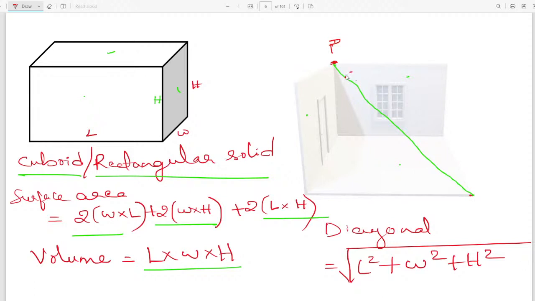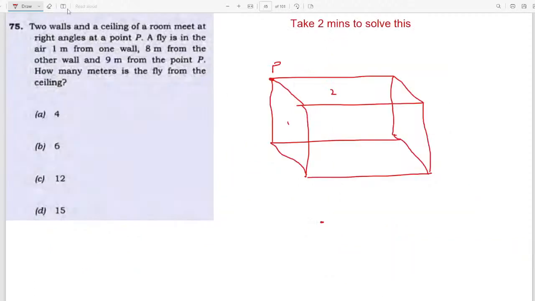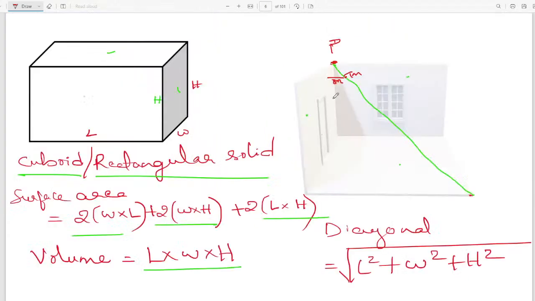So this thing is 1 meter from this wall. This is 1 meter. And 8 meters from this wall. This is 8 meters. And this is from point P. This is 9 meters. Yeah, 9 meters from point P. I hope things are clear. I'll just try it properly now.